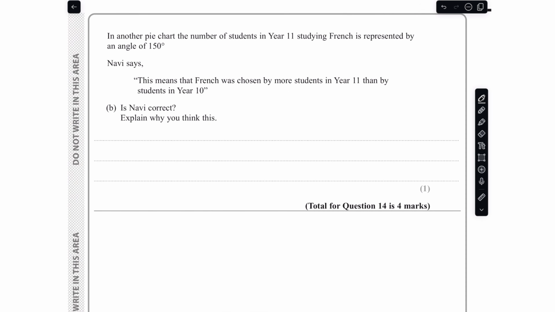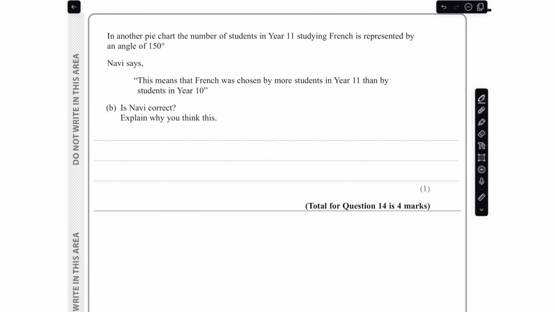In the second part of this question, we are told that in another pie chart, the number of students in year 11 studying French is represented by an angle of 150 degrees. Navi says this means that French was chosen by more students in year 11 than by students in year 10. Is Navi correct? Explain why you think this.